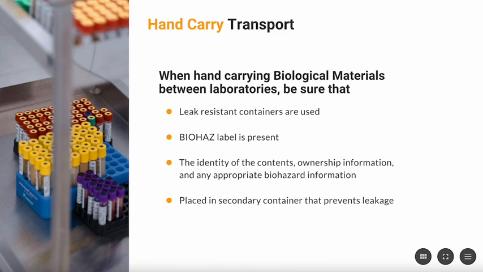To prevent leakage and limit potential exposure, it's also important to place the primary container inside a secondary container. The secondary container should be made of durable, leak-proof material and be big enough to contain any potential spills or leaks from the primary container.